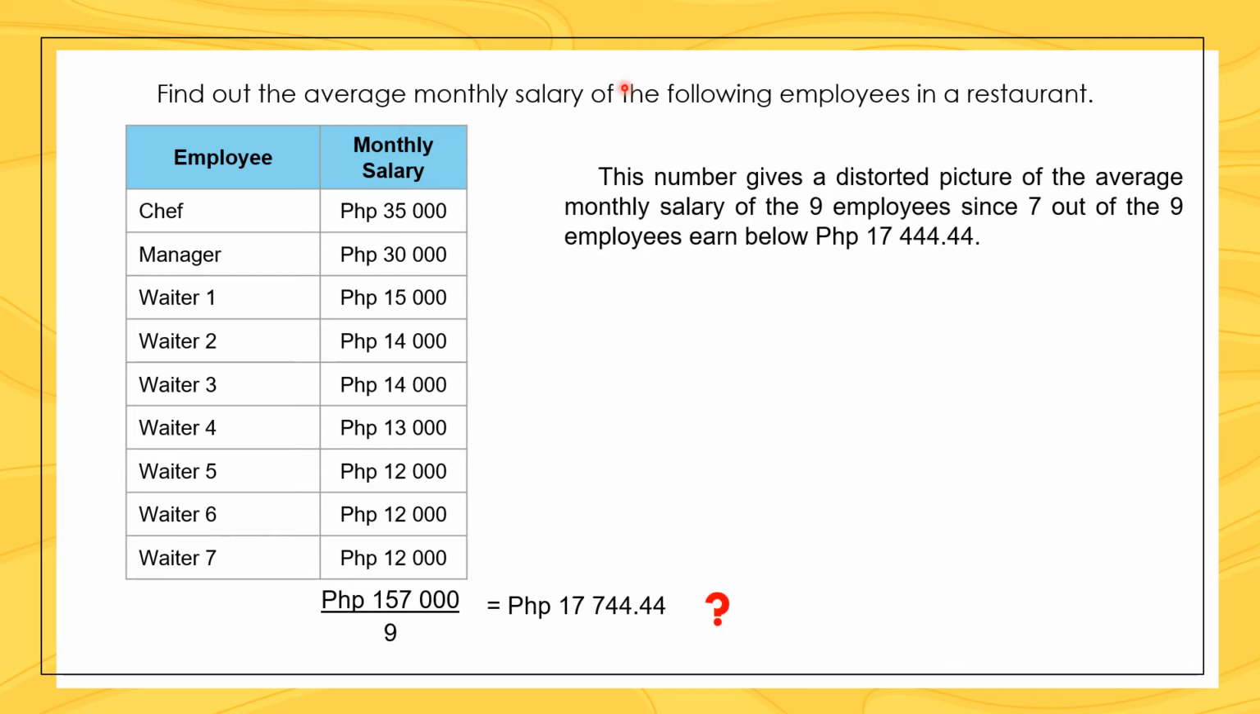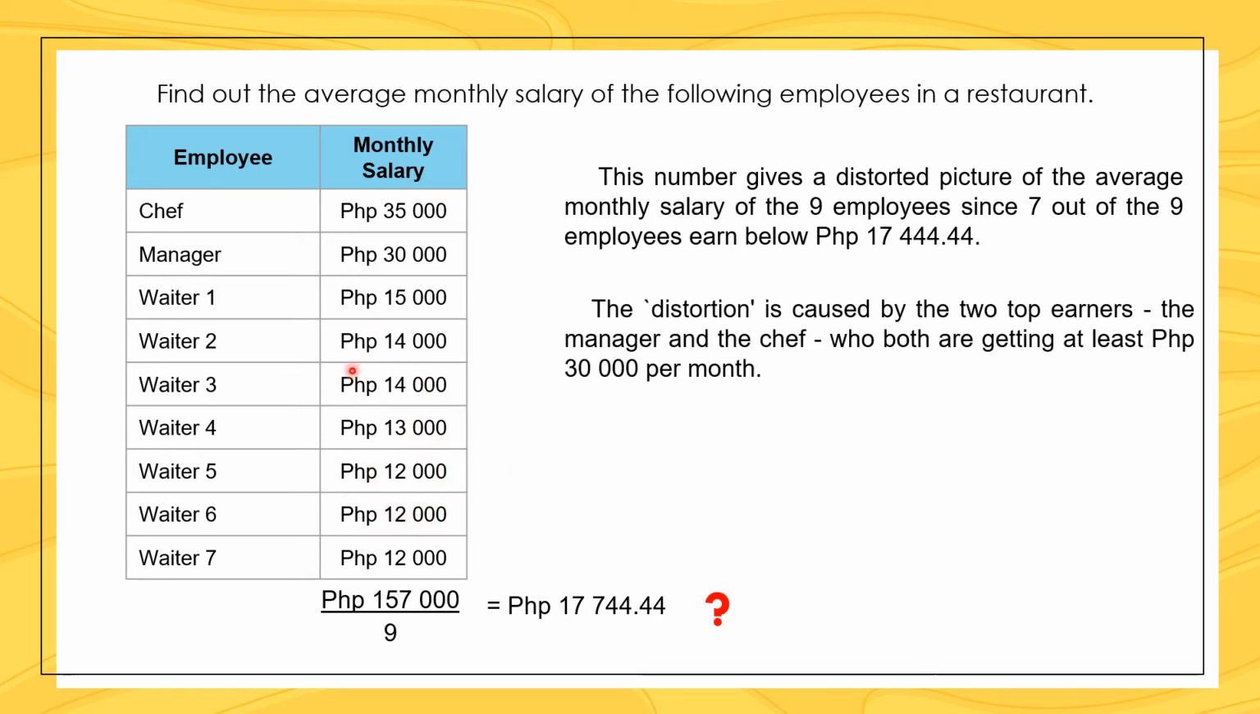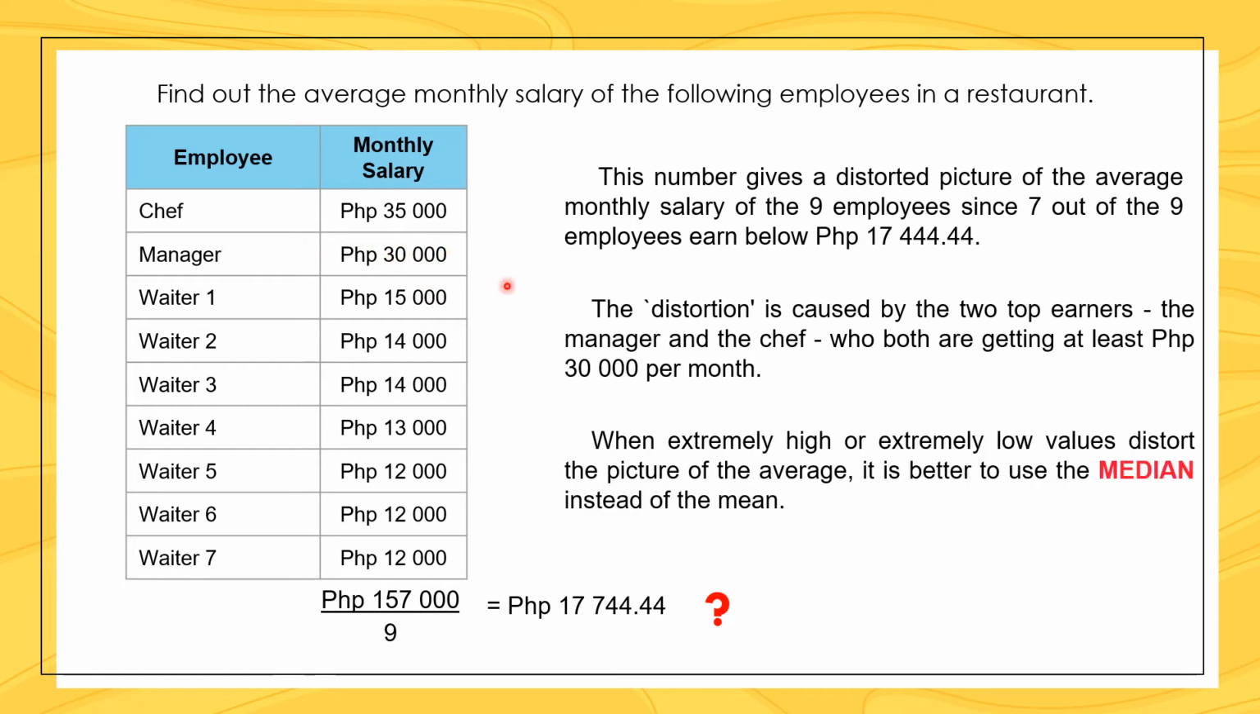However, this number gives a distorted picture of the average monthly salary of the 9 employees, since 7 employees out of 9 earn below 17,444 pesos and 44 centavos. This distortion is caused by the two top earners, the manager and the chef, who both are getting at least 30,000 per month. So when extremely high or extremely low values distort the picture of the average, it is better to use the median instead of the mean. And that's our second statistical tool.